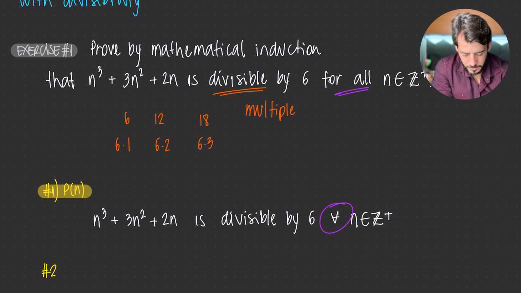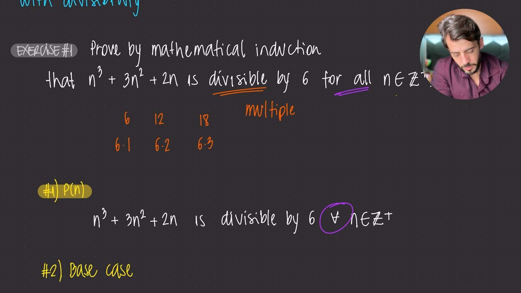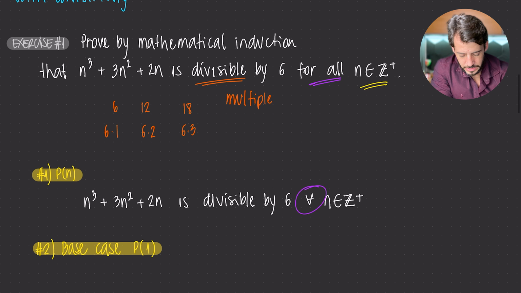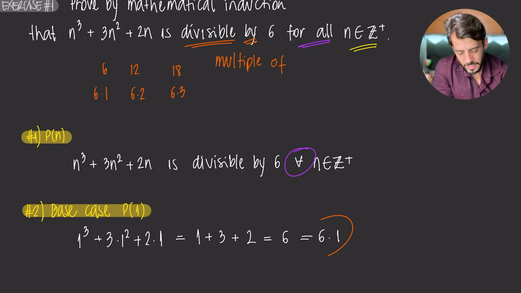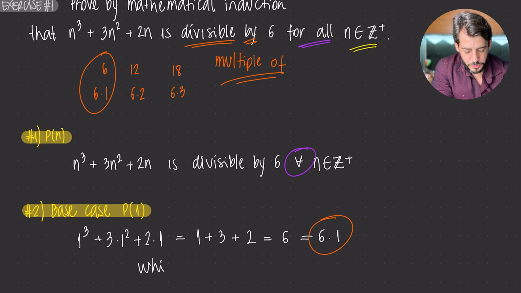Now, the second step is the base case. Given that we're talking about positive integers, we're going to start with 1, meaning we're going to replace n by 1, and hopefully we're going to get a number which is divisible by 6, or a multiple of 6, which of course will happen, otherwise the exercise wouldn't exist. So we got 6, which can be represented as 6 times 1. And I wrote this to emphasize the fact that we got a number which is a multiple of 6. It's the first case right here. And you should write which is divisible by 6.